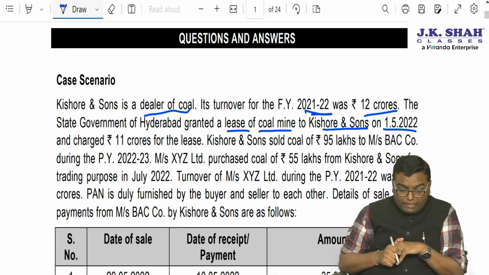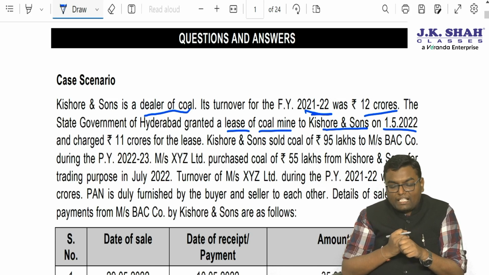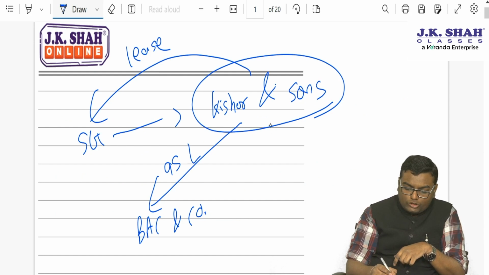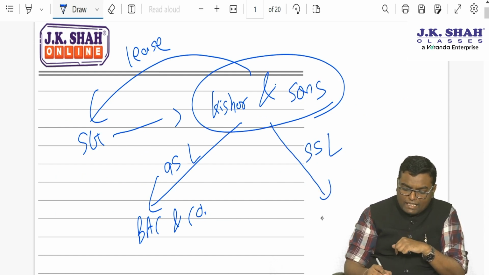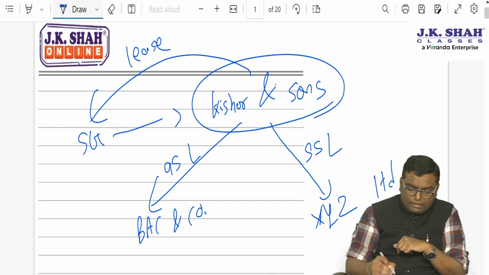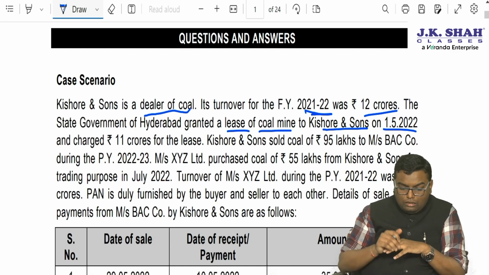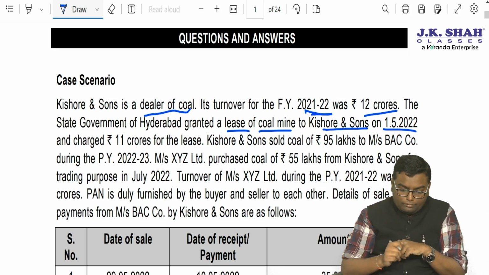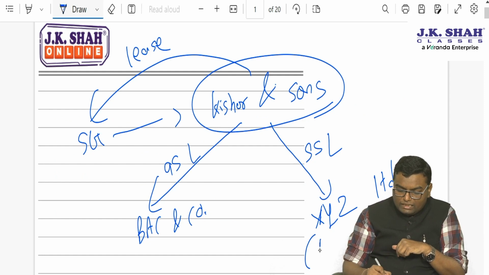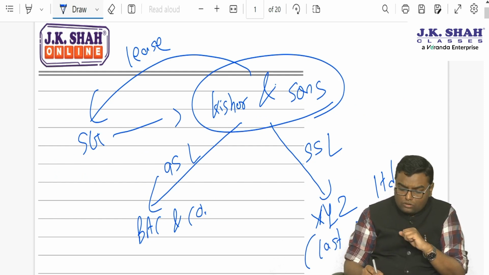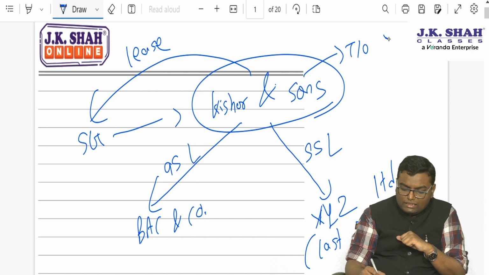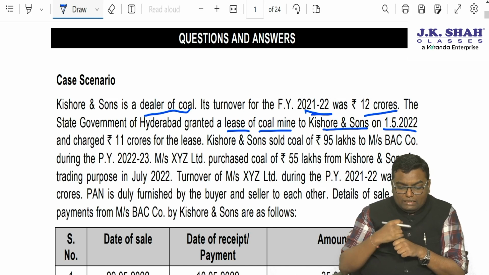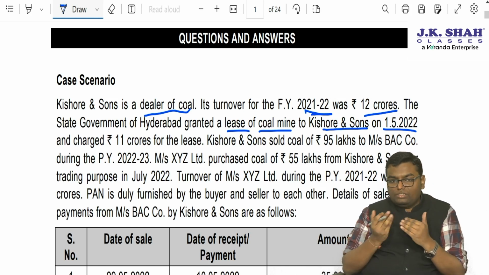Messrs. XYZ Limited purchased coal of rupees 55 lakh from Kishore and Sons for trading purpose in July 22. So Kishore and Sons has another sale of 55 lakh, and now it is to XYZ Limited. Turnover of Messrs. XYZ Limited during the year 21-22 was 12 crore. So here the turnover of this company in the last year is more than 10 crore. Kishore and Sons' turnover in the last year was also more than 10 crore, which is given in the question. PAN is duly furnished by the buyer and seller to each other.